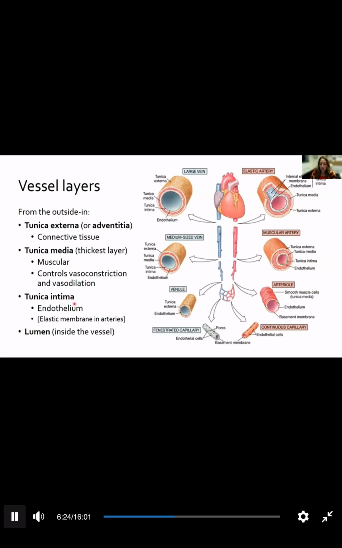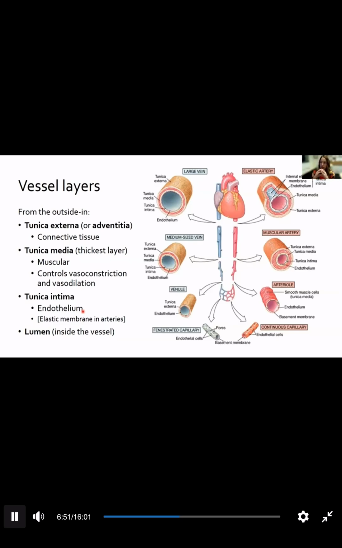Then we get to the internal layer, this tunica intima. So this contains mostly endothelial cells. So the endothelium is this layer of cells that lines the vessels. These cells are directly in contact with the blood. The internal layer, that sort of hollow portion, is termed the lumen. Okay, so that's the interior of the vessel. So the inside that carries the blood is called the lumen.